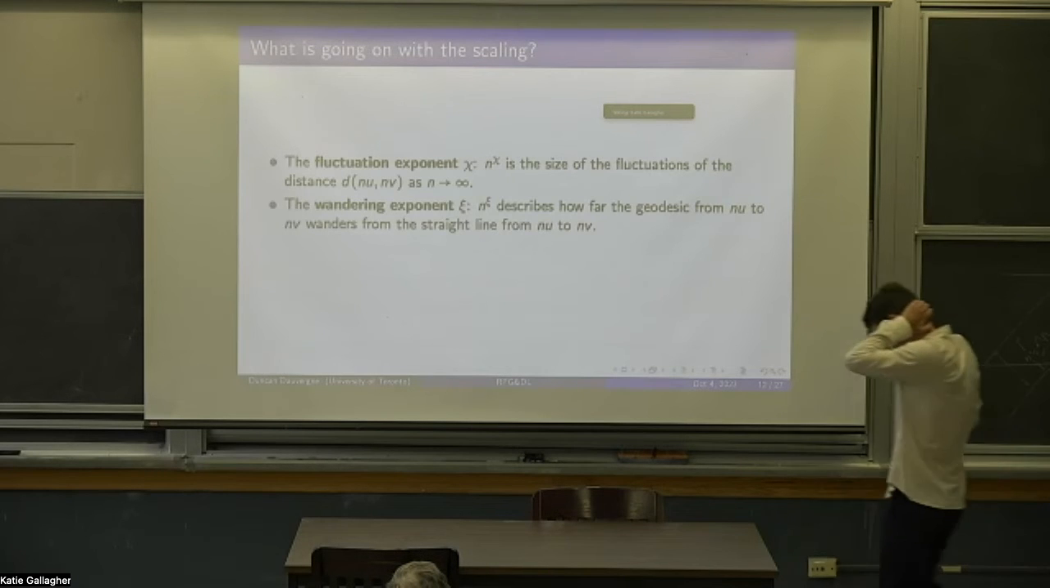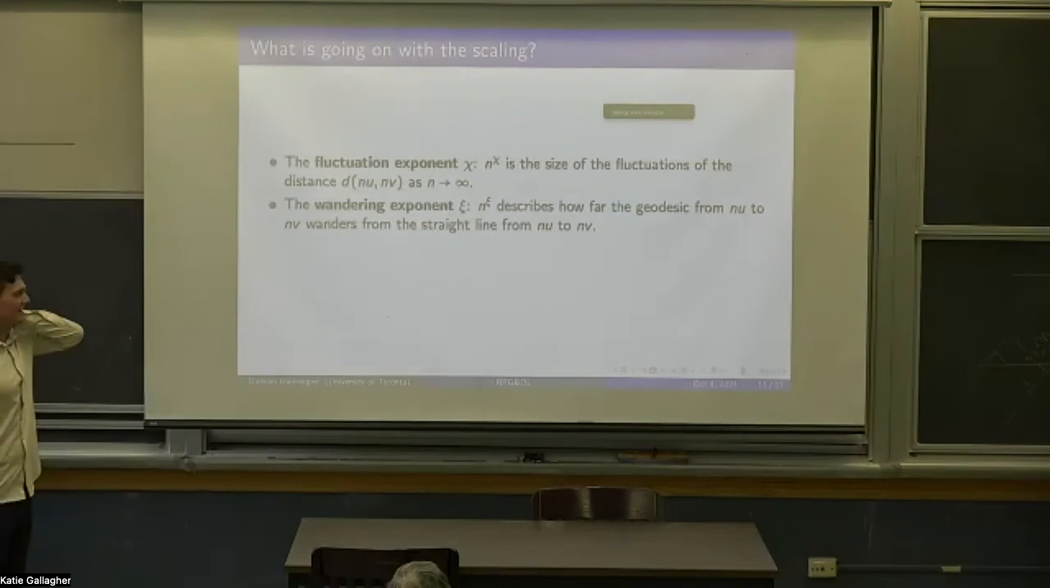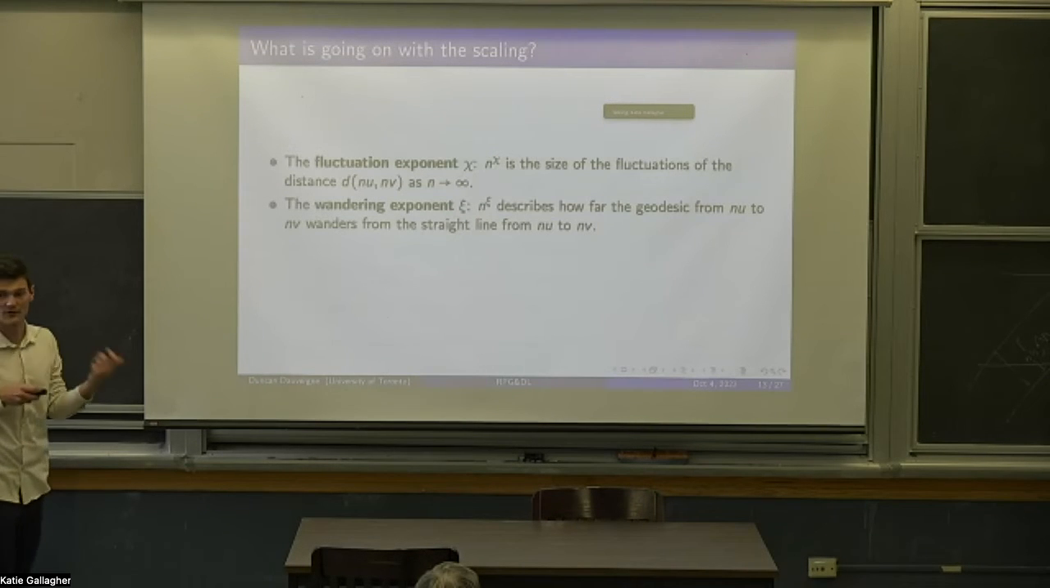All right, so when I first started thinking about this area, the first question that a lot of people have is what's going on with the scaling. So we have these two exponents coming in. I'm looking at points that are about order n apart, and the size of the fluctuations of the distances is growing like n to the 1/3. I'm going to call that fluctuation exponent chi, n to the chi, so we expect chi to be 1/3. And then there's this wandering exponent xi, which we expect to be 2/3. So n to the xi describes how far the geodesic between these two points wanders from the corresponding straight line.